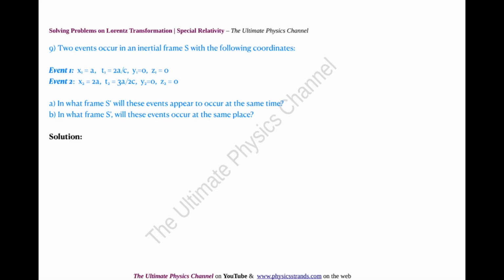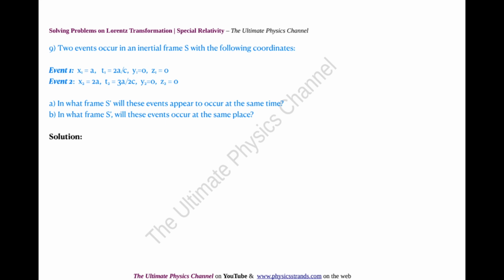Right, the next question is, two events are occurring in inertial frame S with the following coordinates. Event 1 has the coordinate x1 as a, t1 as 2a by c, y1 is 0, z1 is 0. Event 2 has coordinates x2 as 2a, t2 as 3a by 2c, y2 as 0, and z2 as 0 again. In what frame S prime will these two events appear to occur at the same time? And part B is, in what frame S prime will these two events occur at the same place?